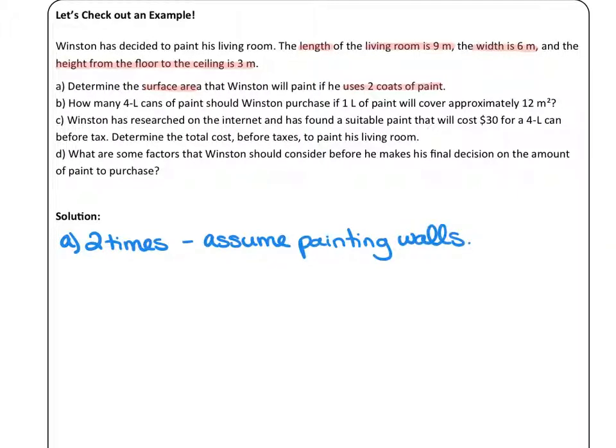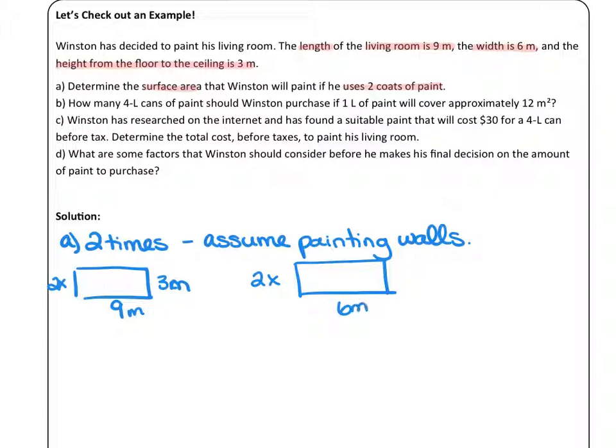Now, I've told you guys before, sometimes it's good to kind of draw it out or make a diagram. So we know that the living room has 4 walls. So I know that we have 2 walls that are 9 meters with a height of 3 meters. And I know that I have 2 times 6 meters by 3 meters.